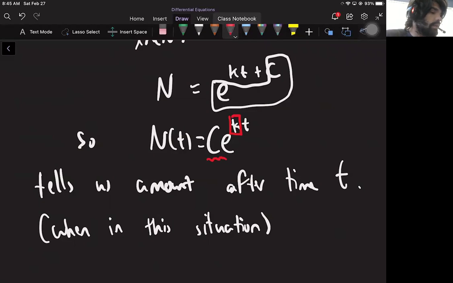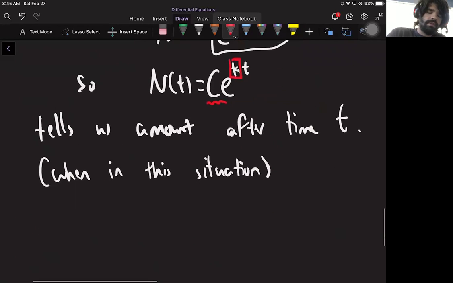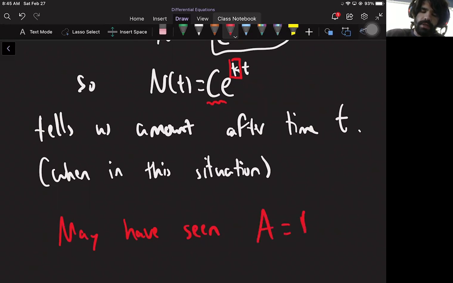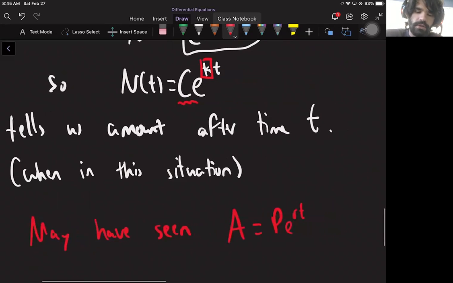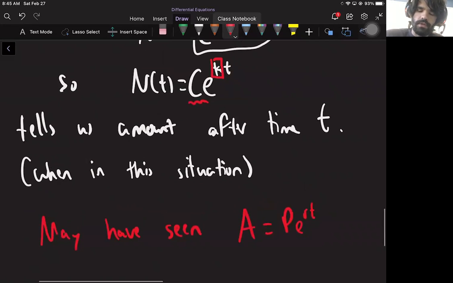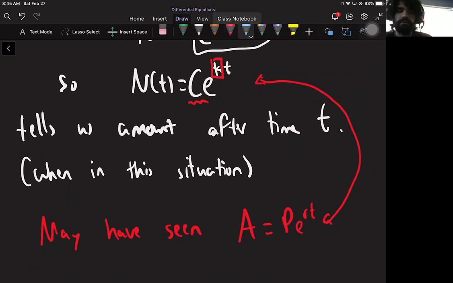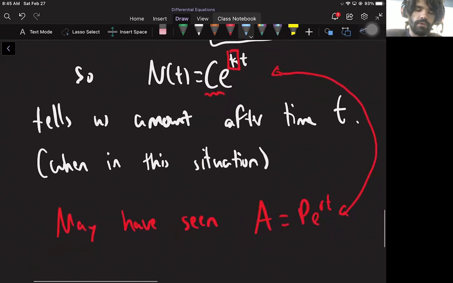Okay, so then this might look a little bit familiar to you. So you may have seen, whoops, I guess I accidentally switched to red without thinking about it. May have seen something like A equals PE to the RT, PERT, in pre-calc. And this is where it comes from. It's really the same equation, except in pre-calc, you don't know where it comes from. You just use it to model like how much money grows over time or something. But in that situation, your money is growing proportionally to how much you currently have. And that's why you're using the same formula. Okay, but now we know where it comes from and we're going to use it for other stuff.